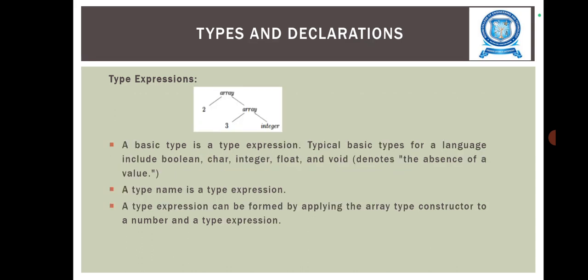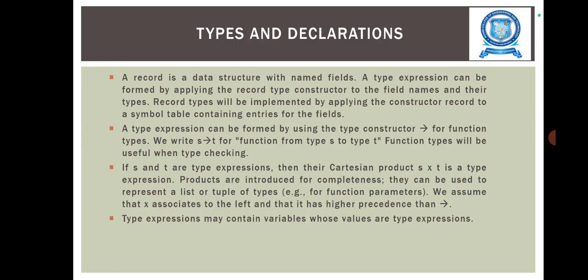Type expressions. A basic type is a type expression. Typical basic types for a language include boolean, char, integer, float, and void. Void denotes the absence of a value. A type name is a type expression. A type expression can be formed by applying the array type constructor to a number and a type expression. A record is a data structure with named fields. A type expression can be formed by applying the record type constructor to the field names and their types.